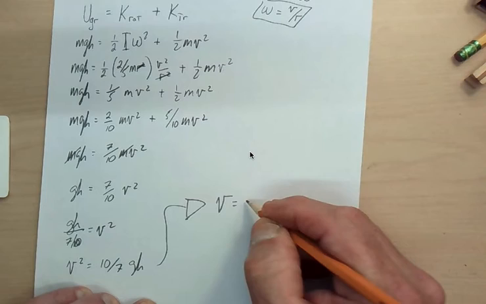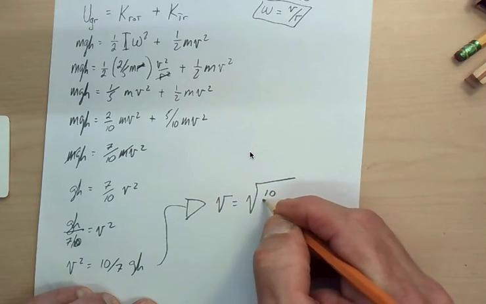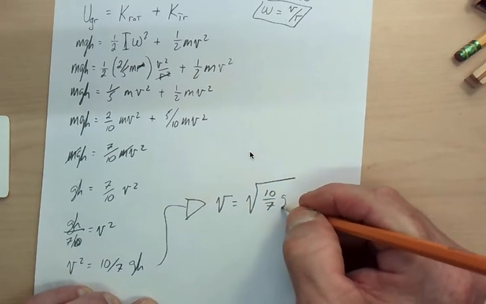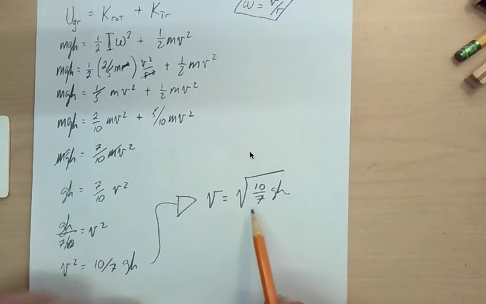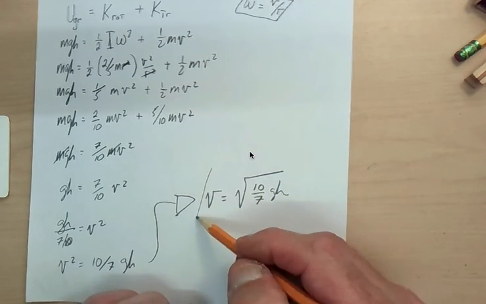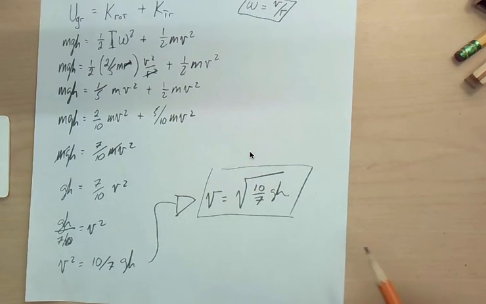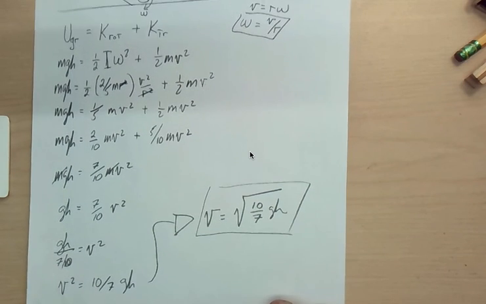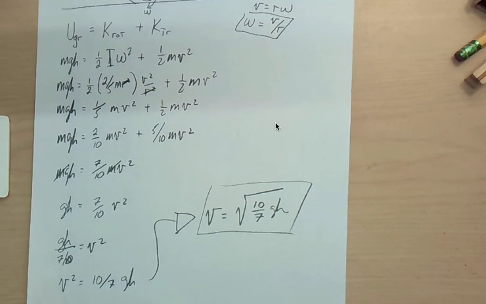Not root 2gh, but root of a little bit less than 2gh, because some of that energy is not in translational motion. Some of that energy is in rotational motion. So there's the proper derivation for the formula. That's how I would figure out how fast a ball is rolling down a ramp. There it is, right there. Not so bad, really, when you do it properly.